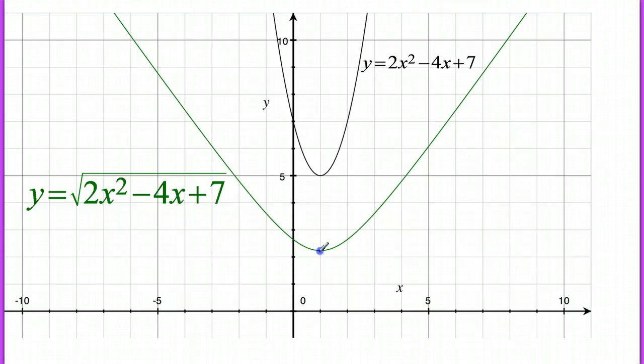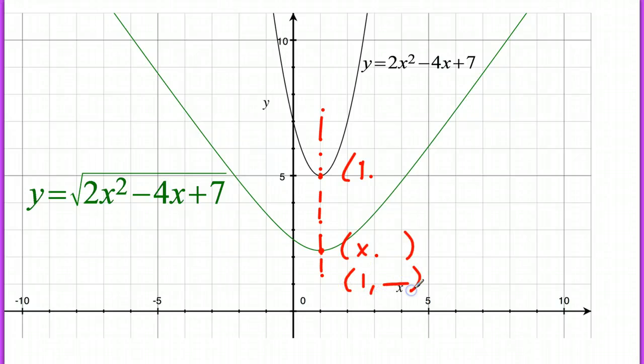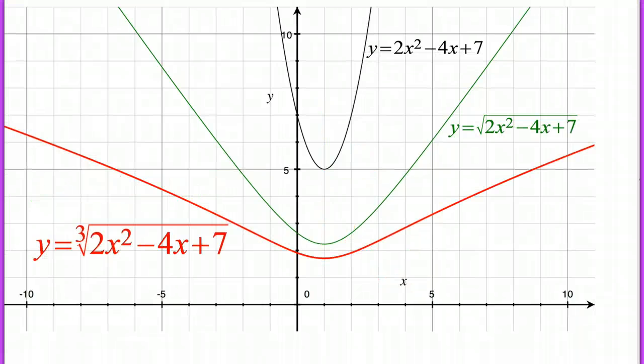And then I notice that that minimum value has the exact same x coordinate. So the x input is the exact same here. It's at 1. I don't know the y necessarily, but I do know that that input is 1. And then if I look at the cube root of 2x squared minus 4x plus 7, it's shifted down a little bit more, but I'm also noticing the same thing. That x coordinate, where that minimum occurs, is the same. So I'm noticing two things. One, they all three have a minimum value, and the minimum occurs at the same spot.